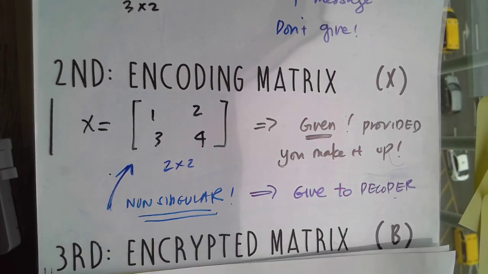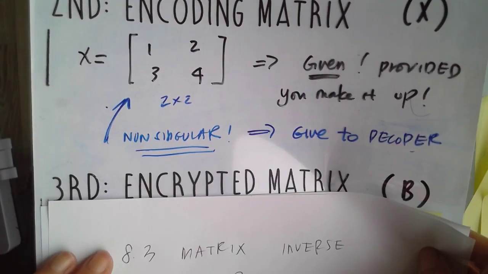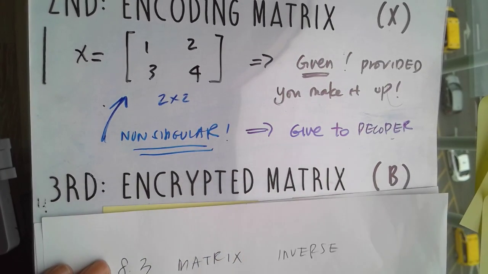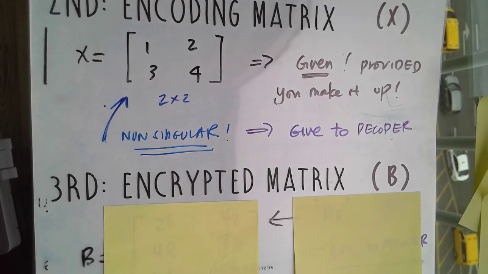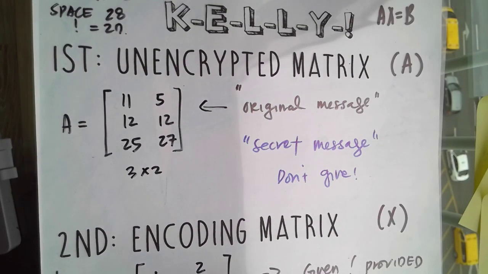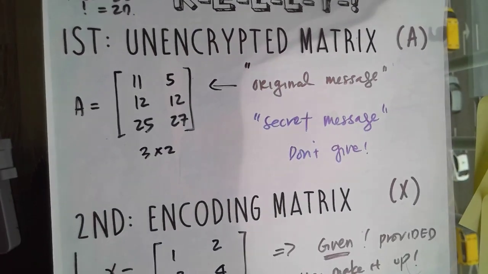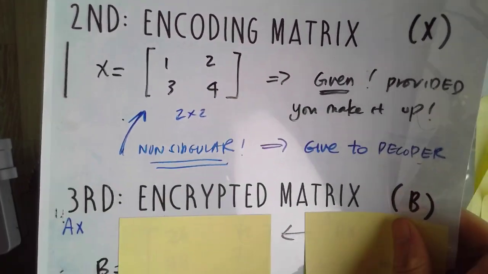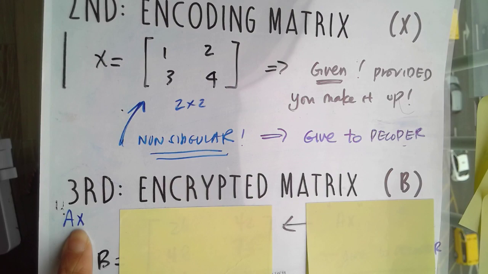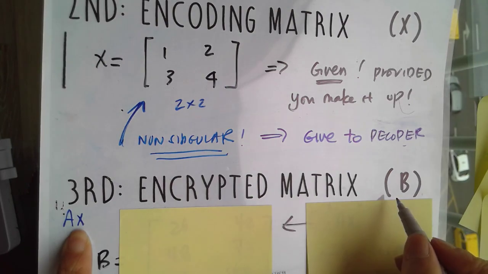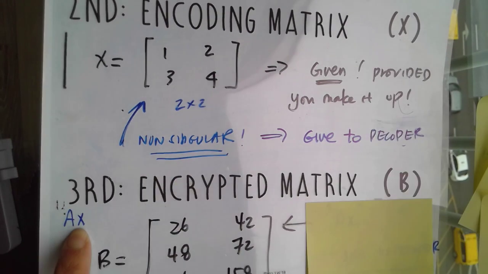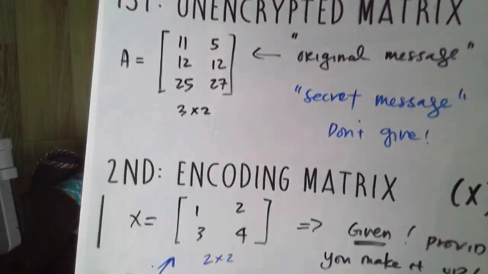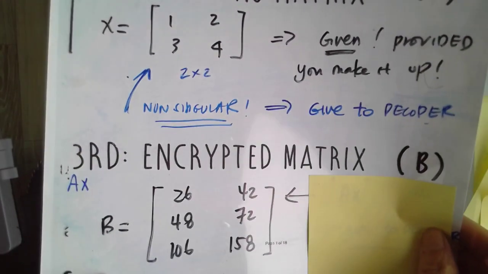Last step is your third, the encrypted matrix. This is what you give to your friend. And this is essentially your B. What does that mean? That means you multiply A and X. What do you produce? You produce B. You produce the product B. In my case, I multiplied my A and my X, and I got this product.